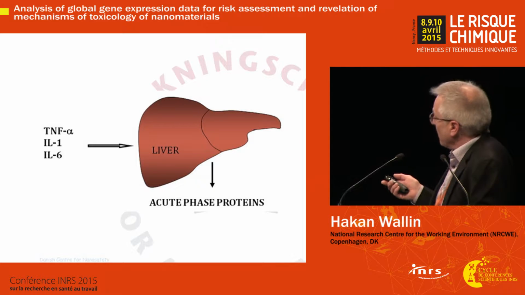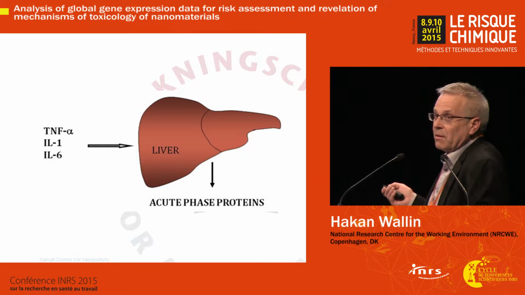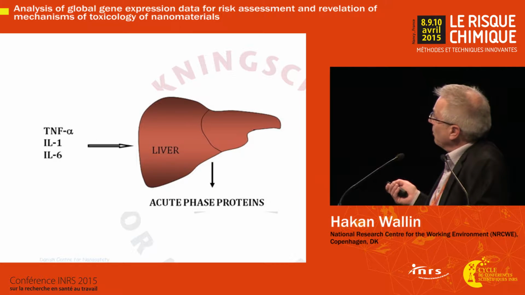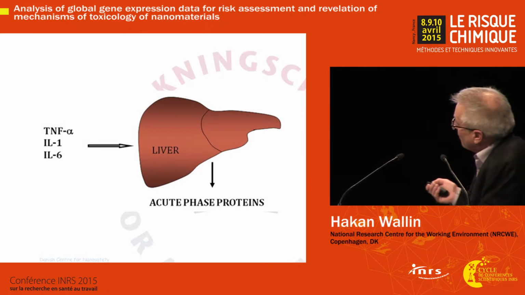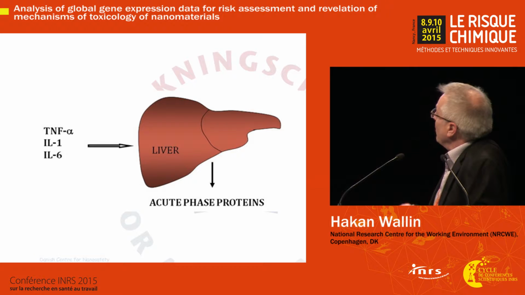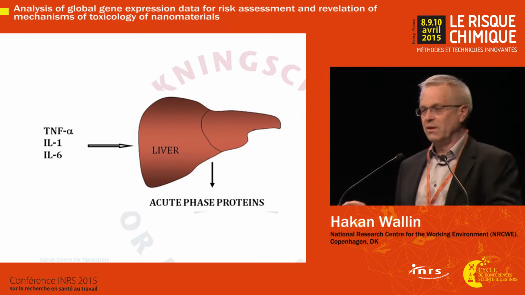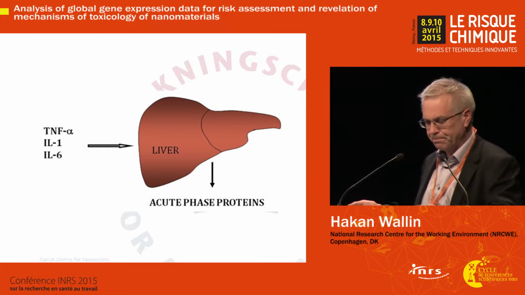So the focus is that you have classically thought, and it's still, I think, the basic thought among most clinicians, that you get signaling via cytokines, which reaches the liver, and then you get an upregulation and a release of acute phase proteins into circulation from the liver.